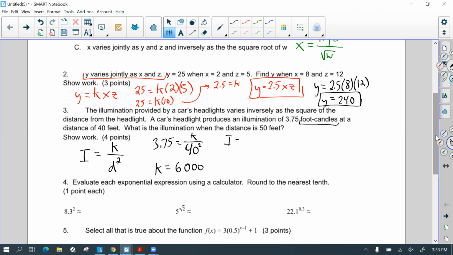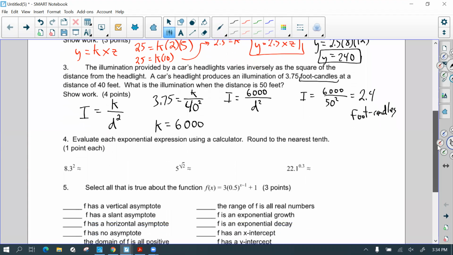So now my function has much more detail to it. I know the constant of variation. The illumination in foot candles is 6,000 divided by the distance squared. So how much illumination is there if you are 50 feet away from the source? It's just as simple as doing 6,000 divided by 50 squared, and that is 2.4 foot candles of illumination if you're 50 feet away.